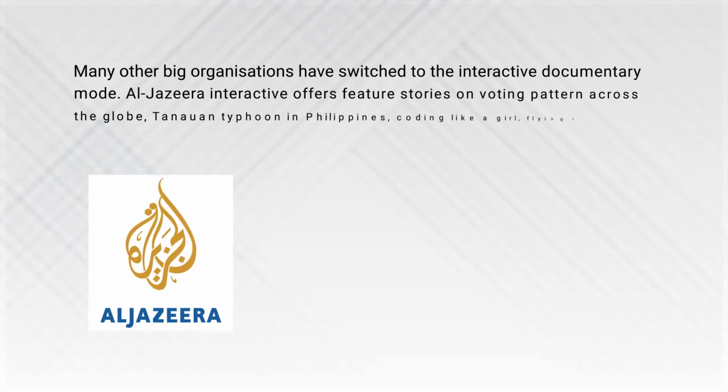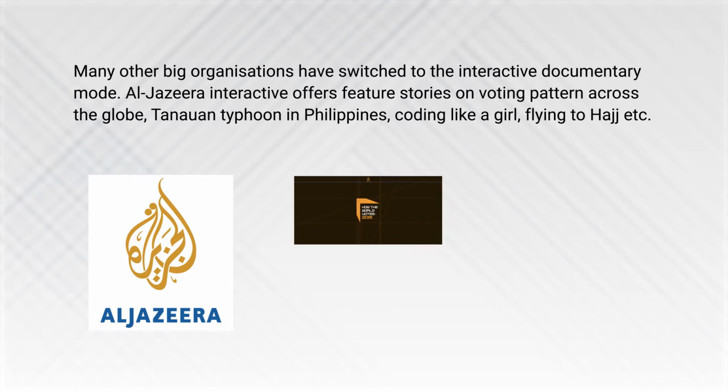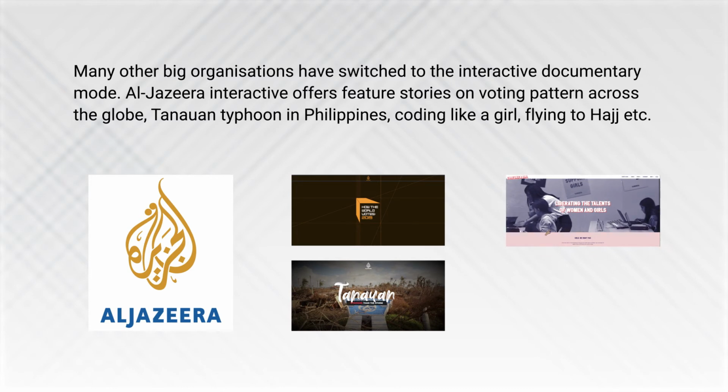Many other big organizations have switched to the interactive documentary mode. Al Jazeera Interactive offers feature stories on voting patterns across the globe, Typhoon Haiyan in the Philippines, Coding Like a Girl, and Flying to Hajj, to mention some of the documentaries. Immersive journalism is now practiced by various news organizations like the New York Times, CNN, and BBC. The mapping of waters and constituencies is presented with interactives and by visualizing the data.